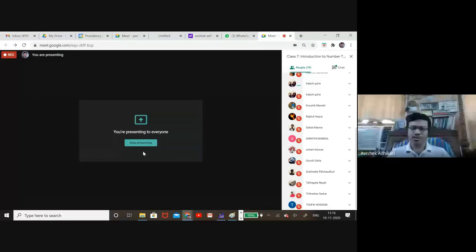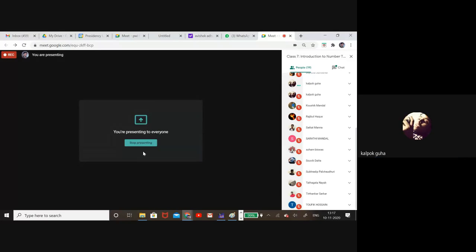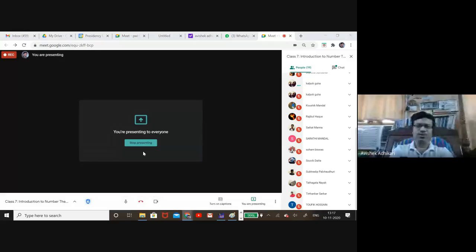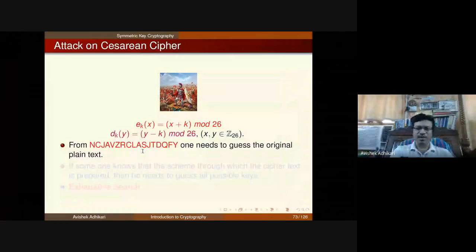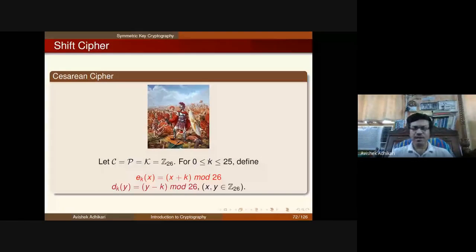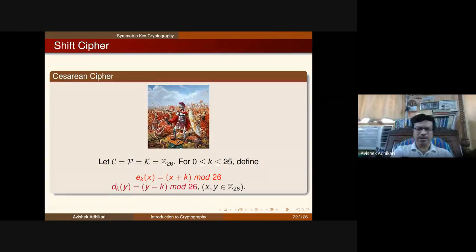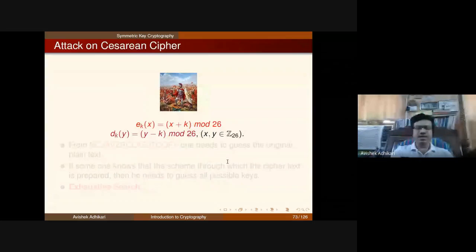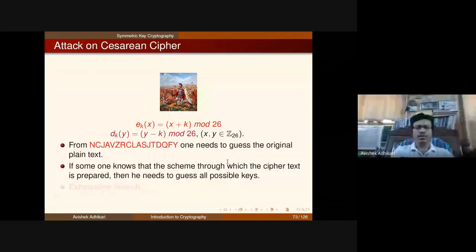Yes, sir. So in that way you can make a betterment of your algorithm. But since mathematically we are taking the value of k from 0 to 25, naively speaking you have to check 26 steps, around 25 steps. What you are telling is correct. So that means you are basically taking all the values of k.